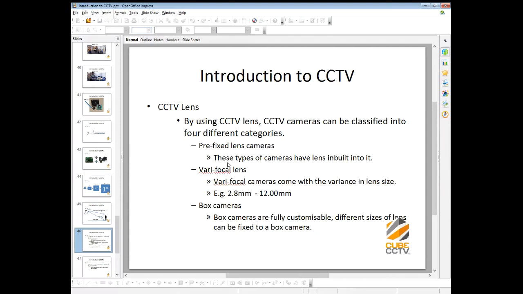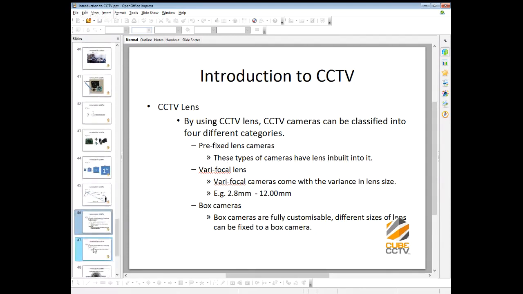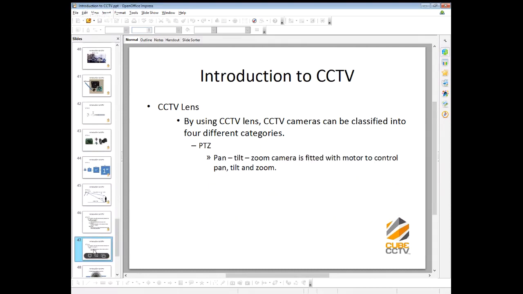Then you have box cameras. Box cameras are fully customizable cameras. So you don't get a lens with the camera. You just get the box. Then you go and buy the correct lens size and fit that into the box camera. I've got pictures of them, so I'll show you how they look, right? And the last type is speed dome, pan, tilt, zoom cameras. Now, they are used for different purposes, so you can't use them for every single application. And also, they're quite dear with the price.